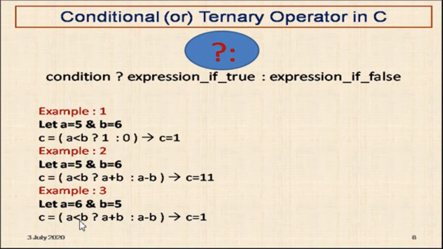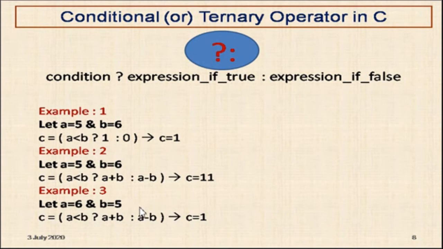The condition is not satisfied here, so what will happen? It will assign the expression or operand 3 when the condition is false. Here the condition is false, so it will assign the third operand, the expression if false, that is a minus b in this example.